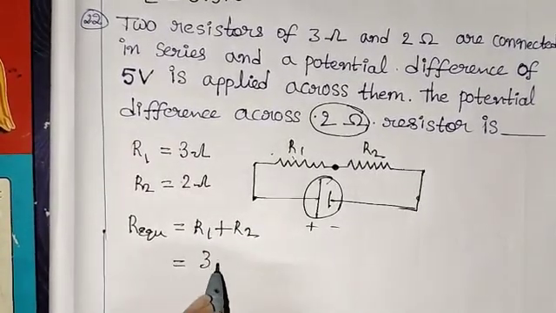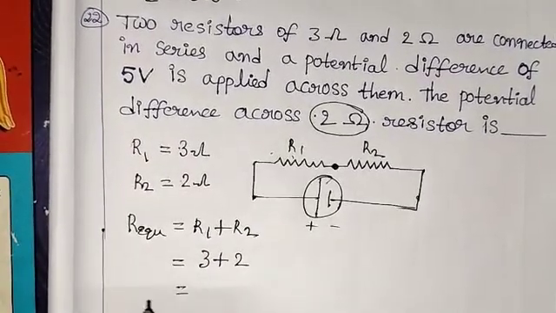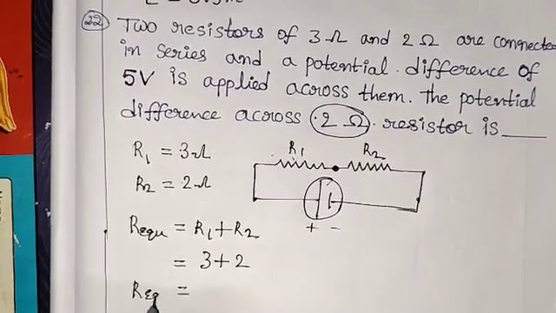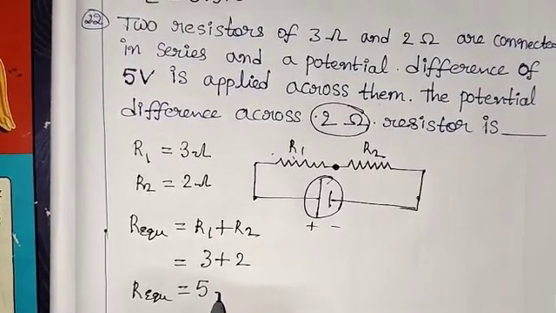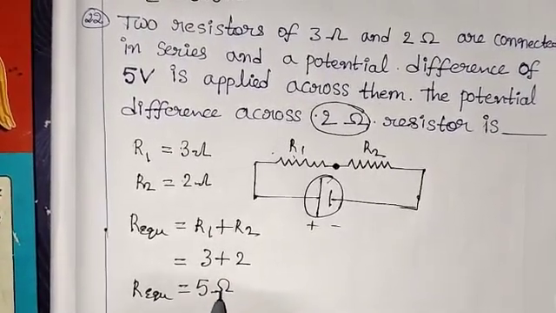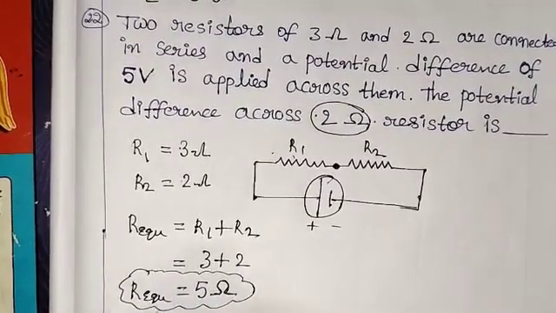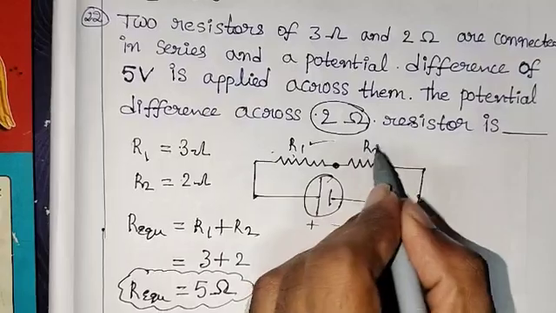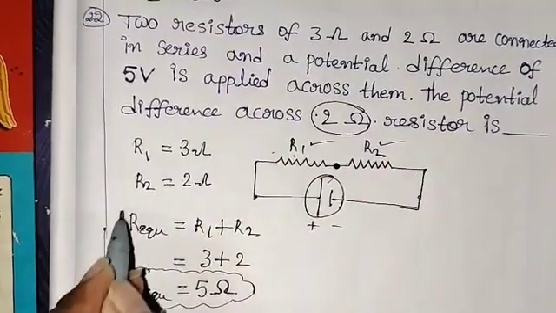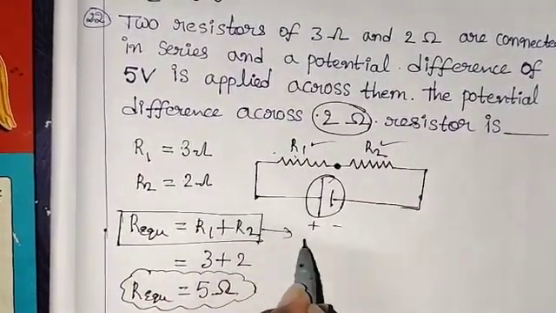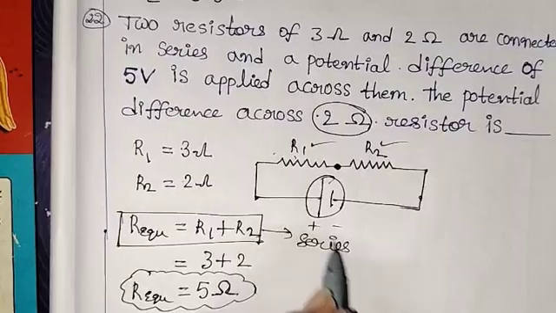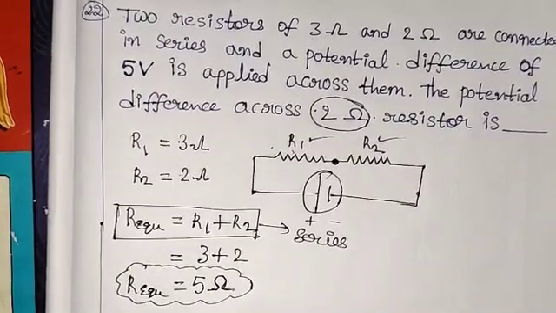So R1 value 3 plus 2. So R equivalent, how much? Equivalent resistance 5 ohms. So when resistors are in series, the equivalent resistance formula is the sum of resistance of individual resistors, R1 plus R2. That is why I add. So when should we use this formula? The question should tell you that the resistors are in series. Okay, so I got the equivalent resistance.